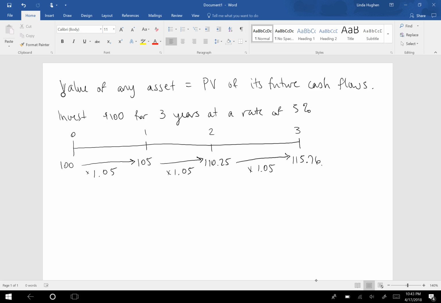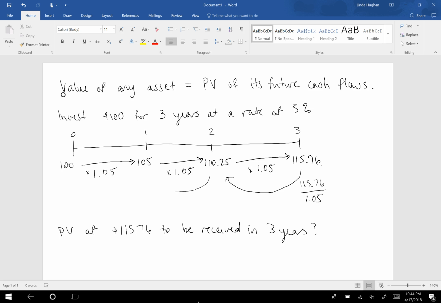Now, what if we wanted to go backwards? What if we want to solve for the present value of $115.76 to be received in 3 years' time? So we assume that we know this $115.76 and we're trying to figure out what it would be at time 0. Well, we do the reverse, as we can see here. The $115.76, we need to divide that by 1.05. And we get $110.25. As we see here, we take the $110.25, divide that by 1.05, and we get the 105. Let's discount the 105 back 1 year, divide by 1.05, and clearly we would see we get back to 100.